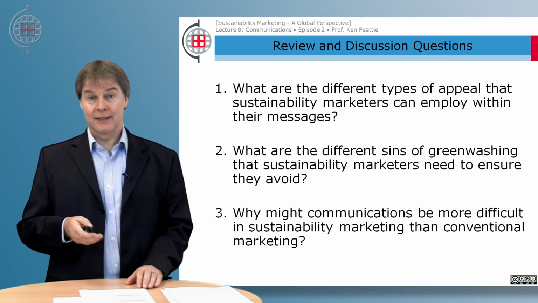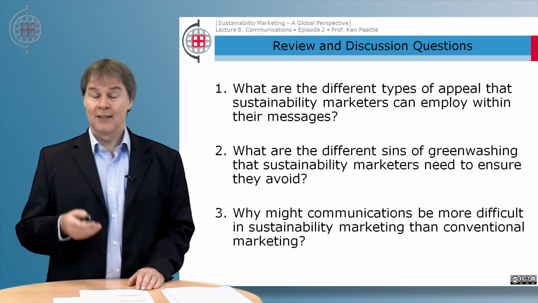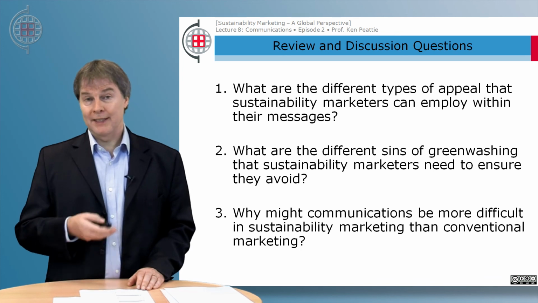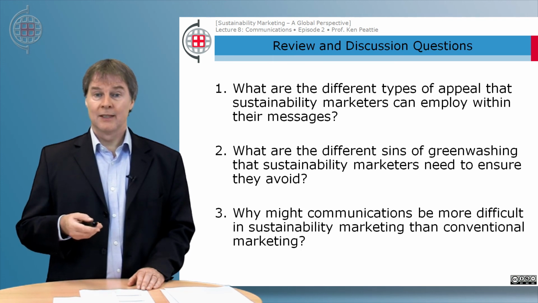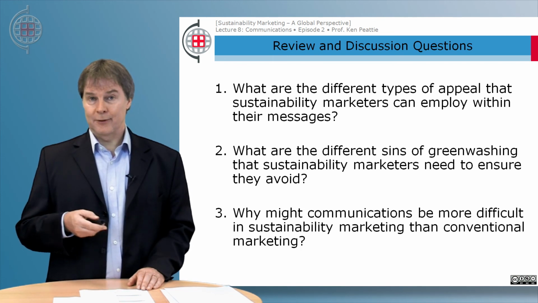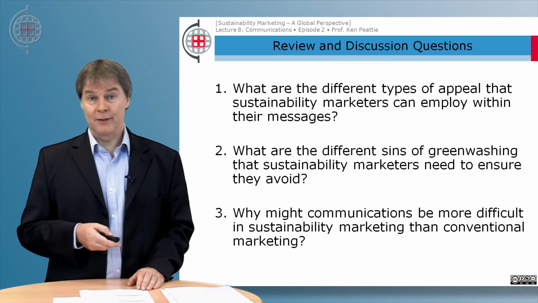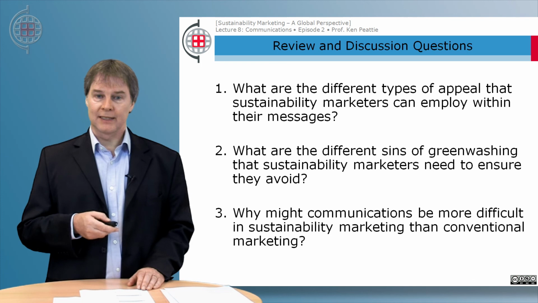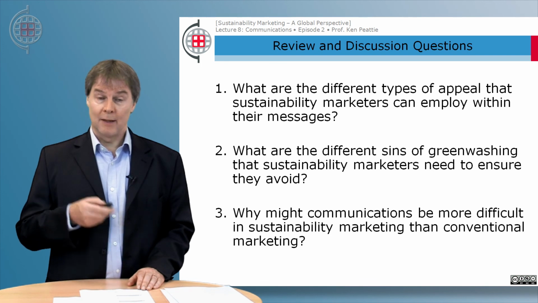So that's been a basic exploration of some of the issues involved in trying to get the message across to your consumer and to other stakeholders about the sustainability solutions that you've developed as a marketer. So the questions you might want to think about in terms of reviewing this session: the first are the different types of appeal that companies can use to try to engage with their consumers and develop messages. The second are about those sins of greenwashing, so reviewing what those different types of sins are and thinking about what sustainability marketers can do to try and avoid committing any of those sins. And the third one is thinking about why some of those marketing communications activities might be particularly difficult for sustainability marketers, perhaps compared to their conventional counterparts.